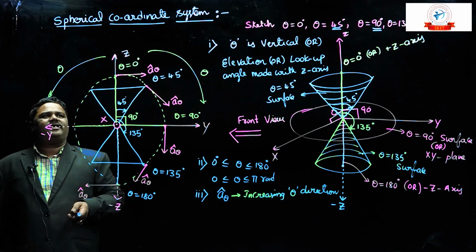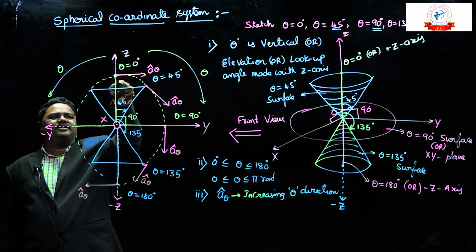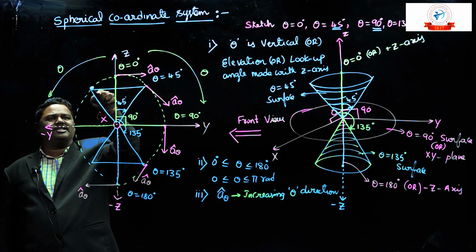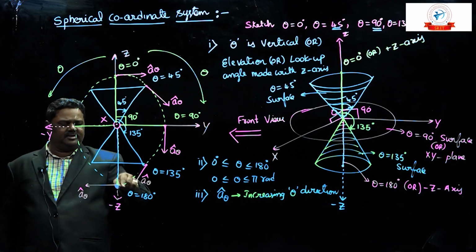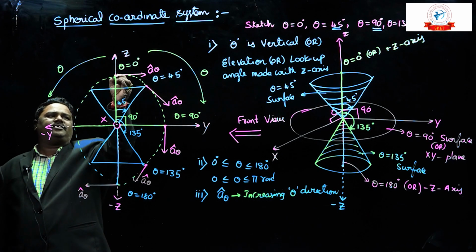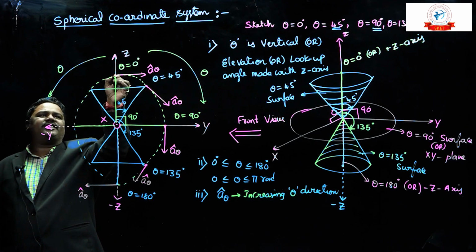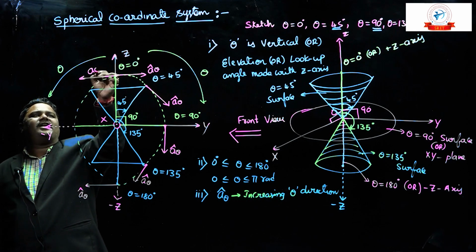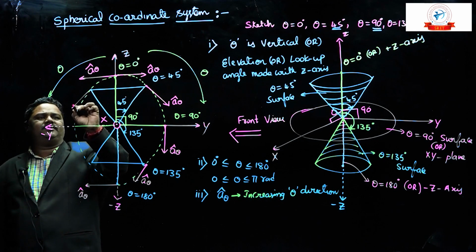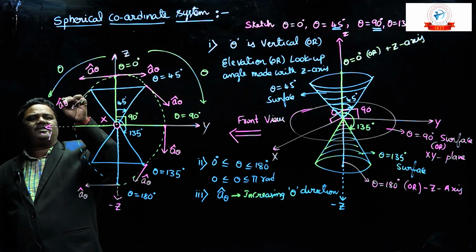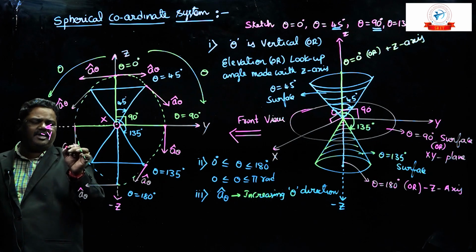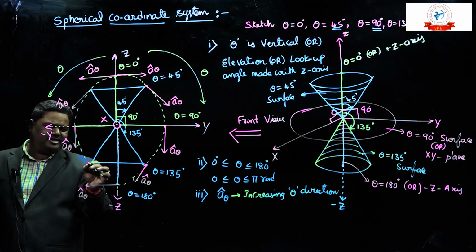On the other side, here also, when the theta value increases, this point on the cone is moving like this. So in this direction, on this side, if you want the theta direction here, you draw the tangent again here. Like this, wherever you require the theta direction, draw the tangent for increasing theta.